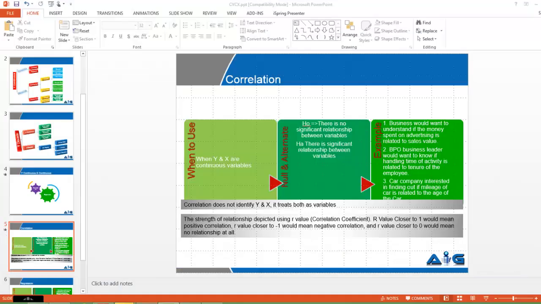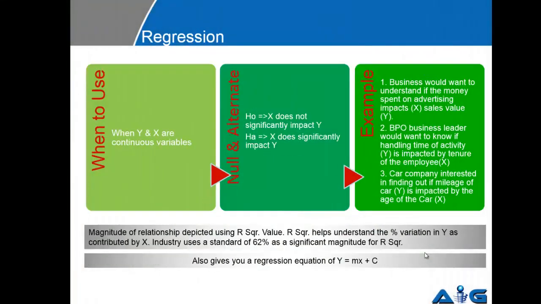Additionally, the second test that you have the option of doing is a regression test. Regression is an alternate to your correlation test. Again, when do you use it? You use a regression test when both your x and y are continuous variables. Null in this case will say that x does not significantly impact my y. Alternate will say that x significantly impacts y.